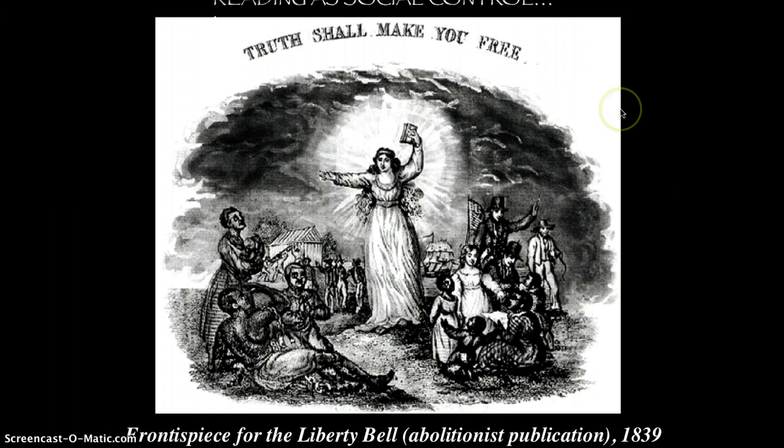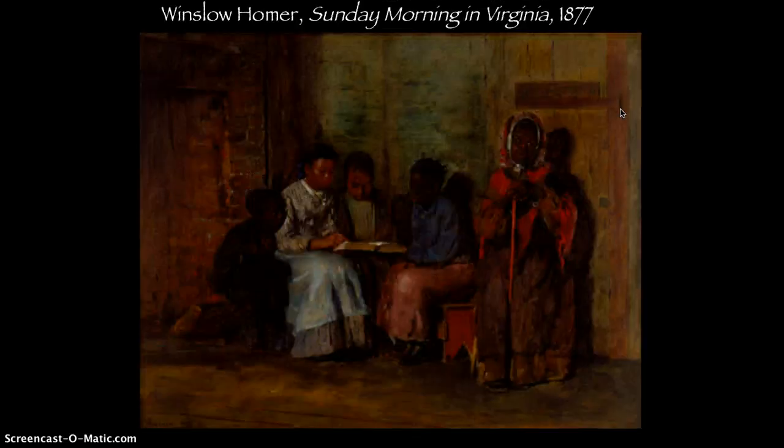Reading is also in this time period a means of social control. This is actually the frontispiece for the Liberty Bell, which was an abolitionist publication. This is a time where slavery is still alive and well, very much alive and well in the United States. And in the southern states, slaves were not allowed to learn to read or write because in that reading and writing was power, was access to knowledge and culture and education.